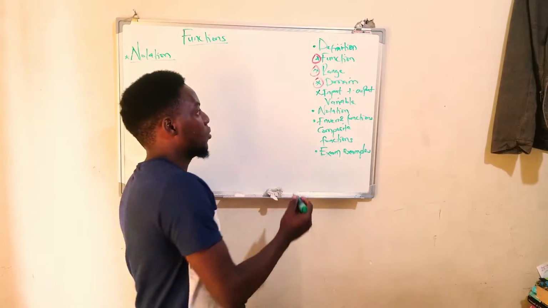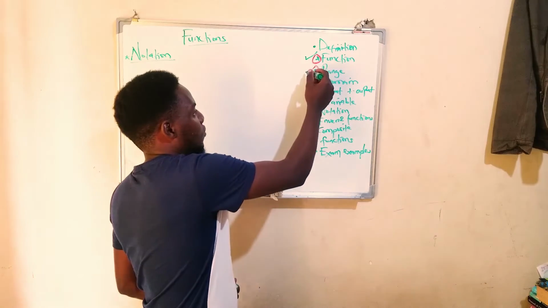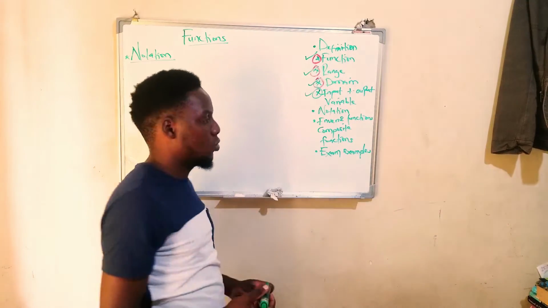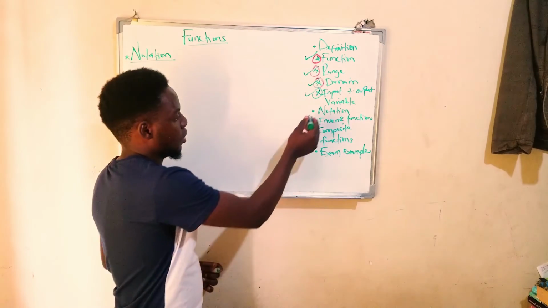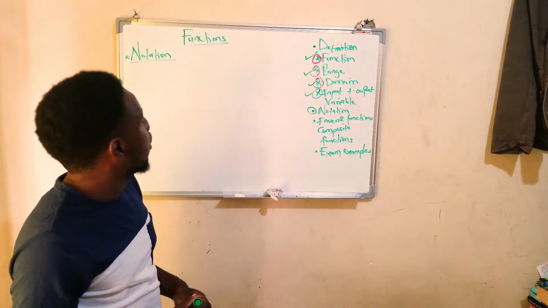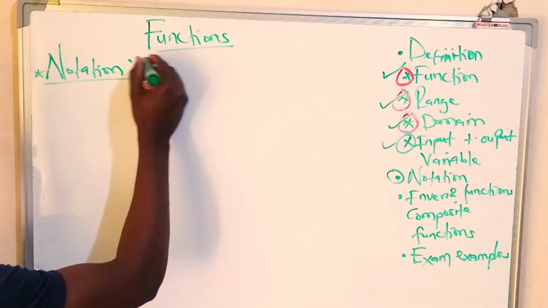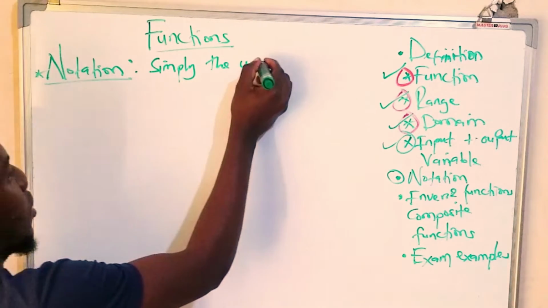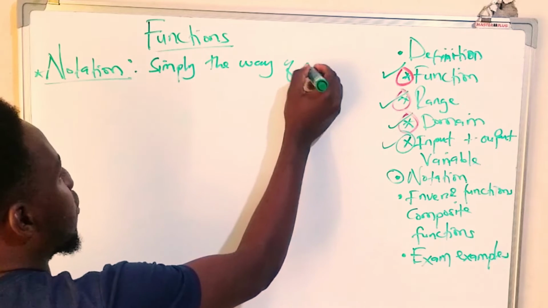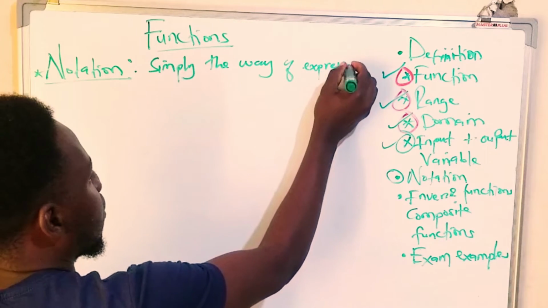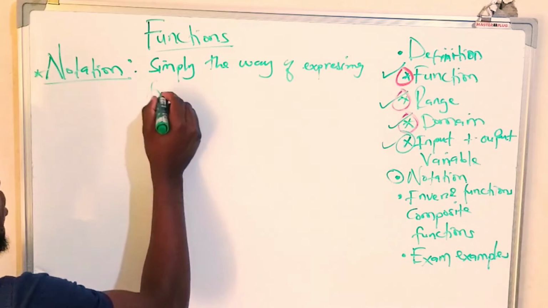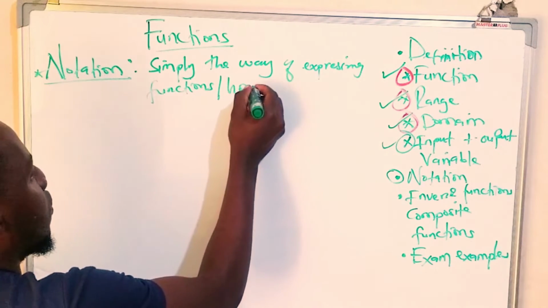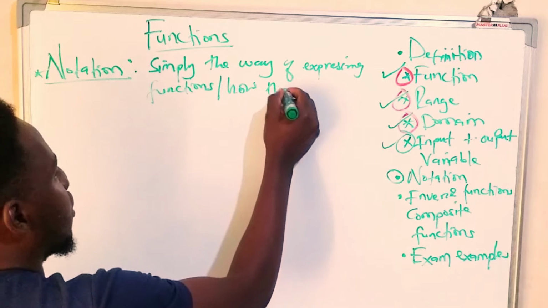Okay, so we have talked about the function definition, the range, the domain, as well as input and output variables. Now we're going to talk about notation. What is notation? Simply the way of expressing functions, or how they are written down.